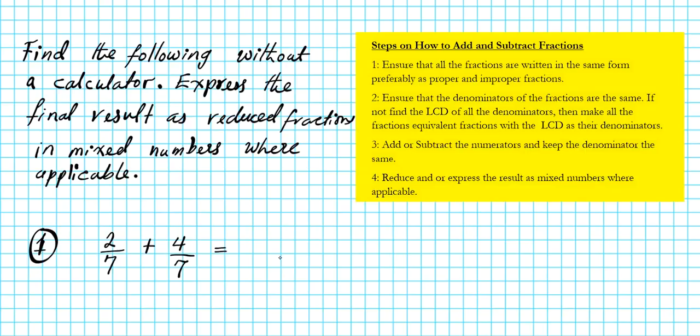So now if we have identical denominators, to proceed, we'll just simply add the numerators. And what do we do with the denominator? We keep the denominators the same. Okay? So when we add 2 plus 4, we have 6. 6 divided by 7 is your final answer. Okay, this is a proper fraction in reduced form, and that's all we have to do for this particular problem.